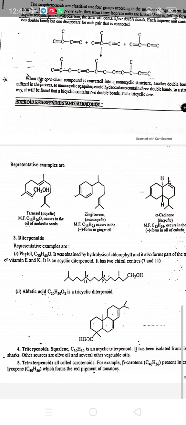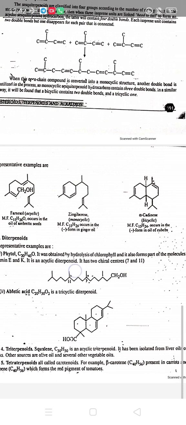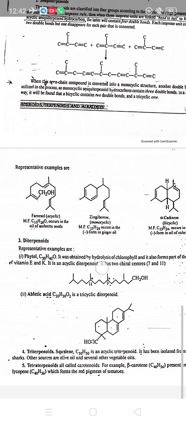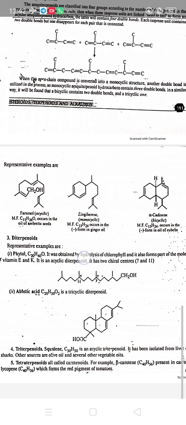Triterpenoid: squalene, C30H50, is an acyclic triterpenoid. It has been isolated from the liver oils of sharks. Other sources are olive oil and other vegetable oils.